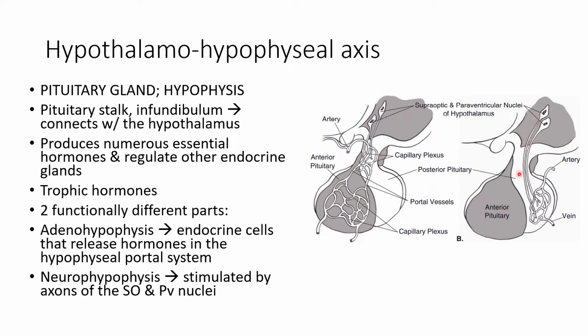These are bundles of neurons, which primarily are your supraoptic and paraventricular nuclei from the hypothalamus.